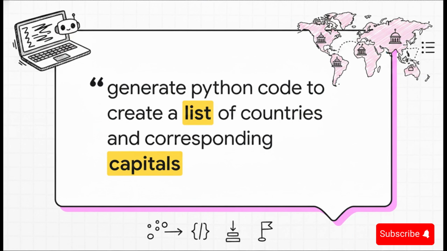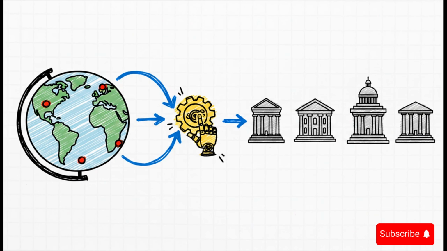We tell the AI, generate Python code to create a list of countries and generate their corresponding capitals and combine them into a dictionary mapping countries to capitals. We've simply taken our logical steps from before and combined them into one continuous, crystal-clear command for the model. And this brilliantly illustrates the power of providing context and clarity. The model perfectly followed the complex, multi-step instruction.